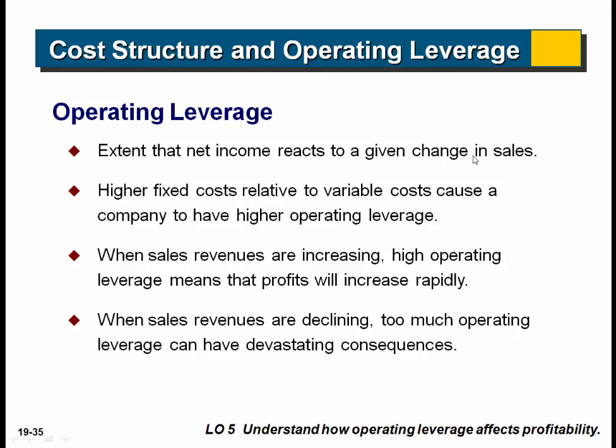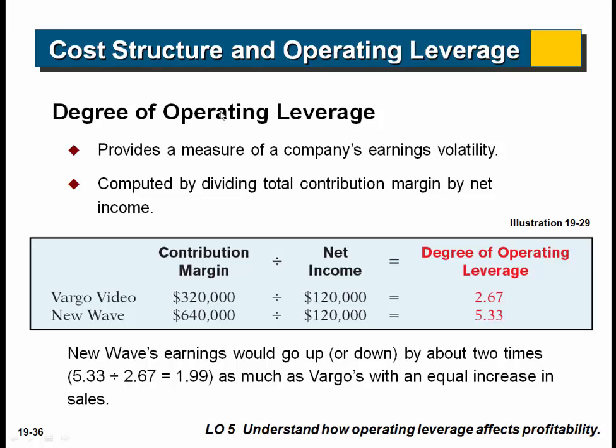It's the extent that net income reacts to given changes in sales. So the higher the leverage, in other words, the higher the fixed cost, the greater the net income. The higher the fixed cost, there you go. And when sales and revenues are increasing, higher operating leverage means the profits will increase more rapidly. And conversely, when sales go down, that operating leverage can have a devastating impact on the business.